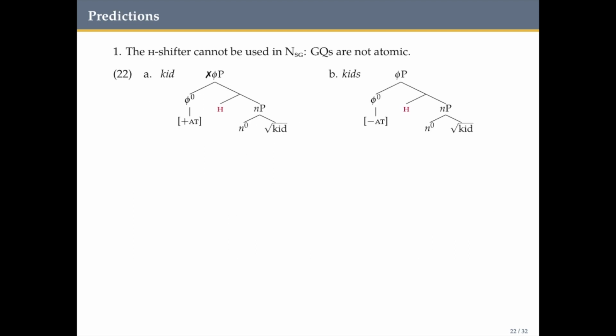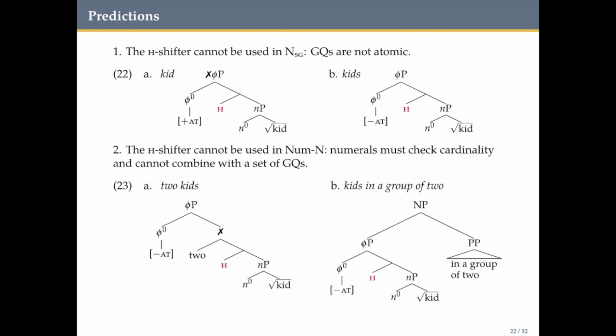This analysis easily explains why higher-order readings are not available in singular marked questions and numeral modified questions. First, the H shifter cannot be used in a singular noun because generalized quantifiers are not atomic, while the singular feature asserts atomicity. Second, the H shifter cannot be used in a numeral modified noun because numerals must check cardinality and cannot combine with a set of generalized quantifiers. In contrast, the PP modifier in a group of two does not have this requirement.